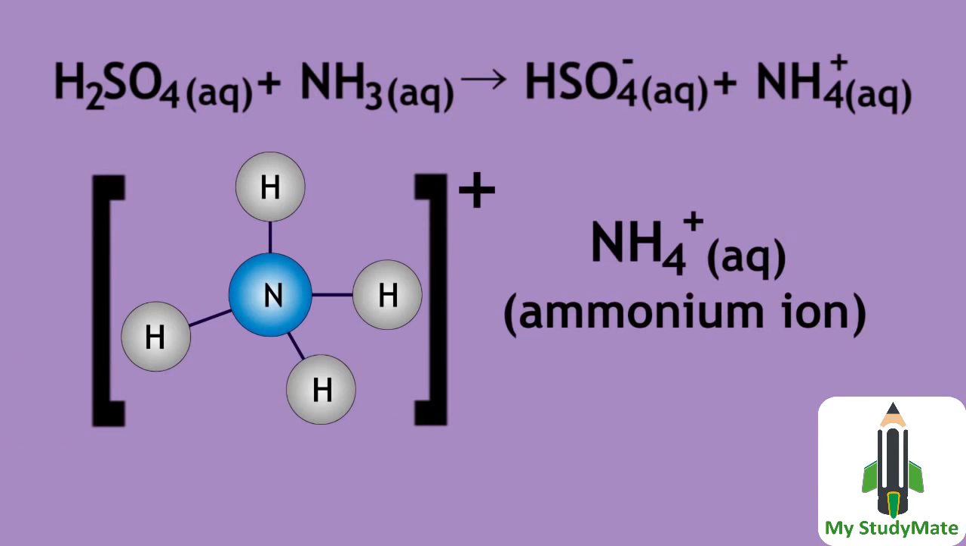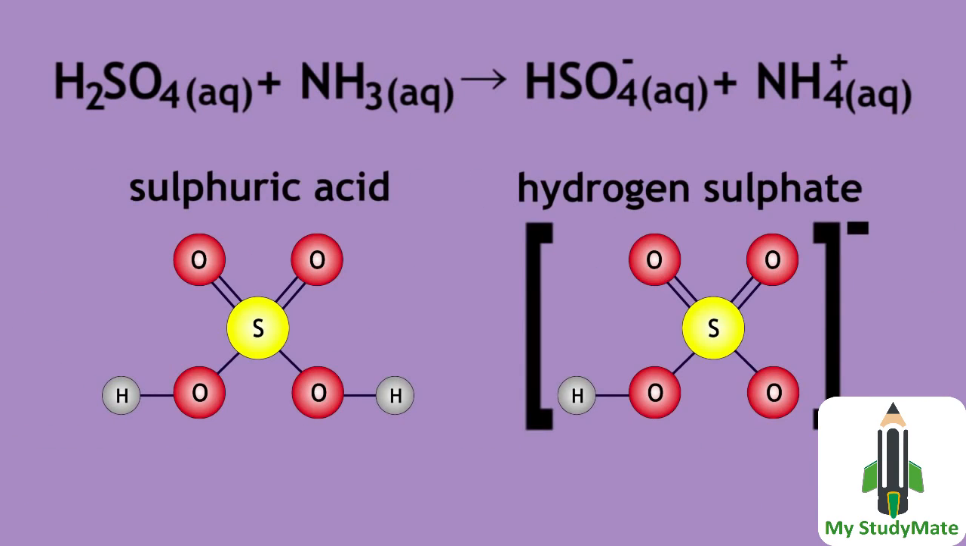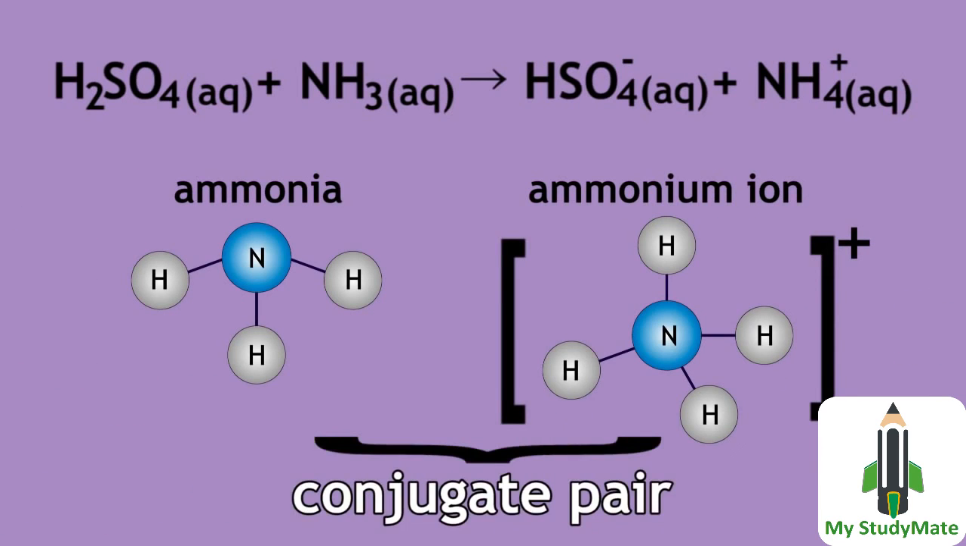Conjugate acid is formed when a Bronsted-Lowry base accepts a proton. A Bronsted-Lowry acid and its conjugate base is a conjugate pair, as is a Bronsted-Lowry base and its conjugate acid.